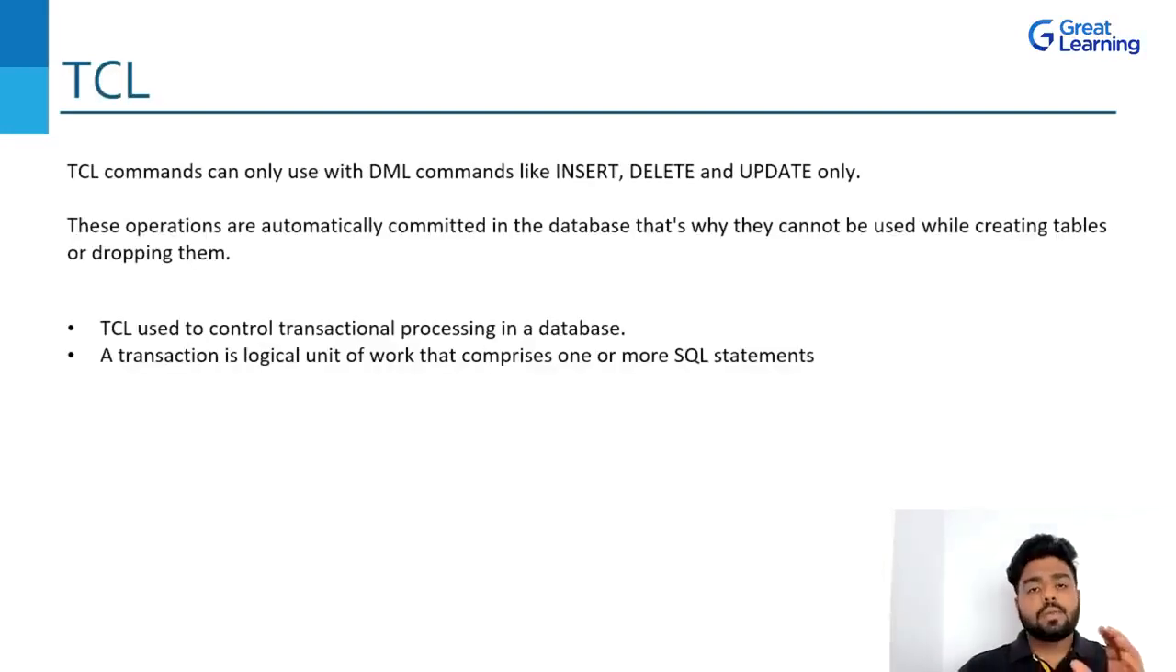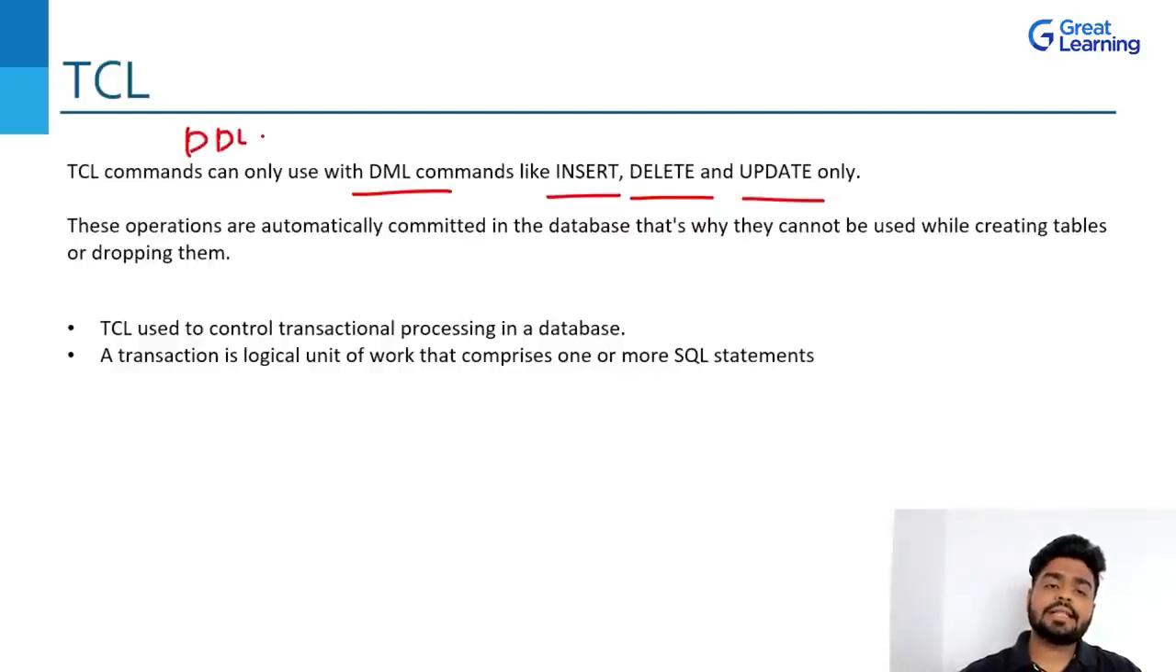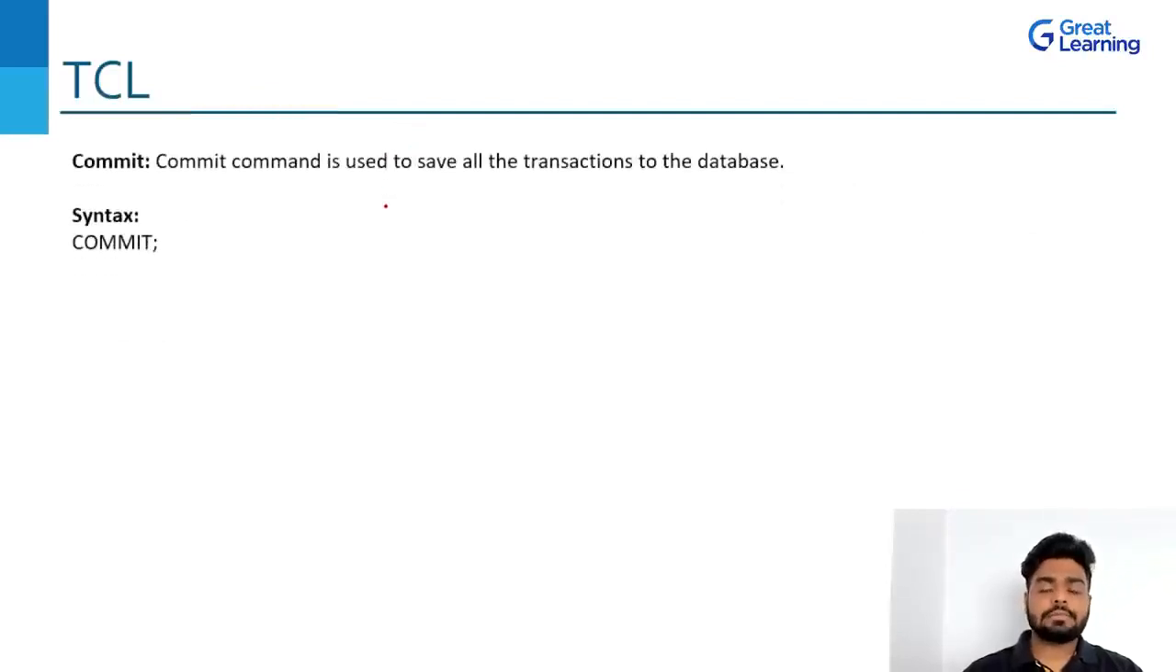Now understand, when we were learning about DML commands, we understood that insert, delete and update are all non-auto-commit commands. That means they are not permanently saved. When you talk about DDL, these are all permanently saved because they are auto-committed commands. DML is not auto-committed, and that is why TCL can only be applied to DML commands, because here we can commit or roll back using the commands. DDL, we don't need it. DML, we need it.